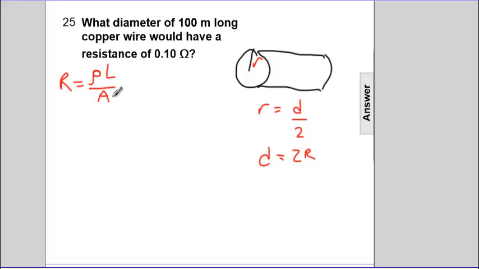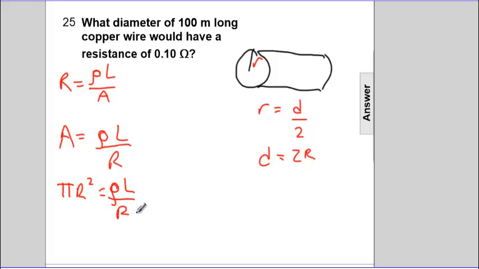So let's manipulate this equation and solve it for A first. A is rho L over R. So we could solve for that area, and once we know the area, we could find the radius, and once we know the radius, we could find the diameter. But we could solve this quickly by subbing in quite a few things. We know that area is pi r squared, and that will equal rho L over R.